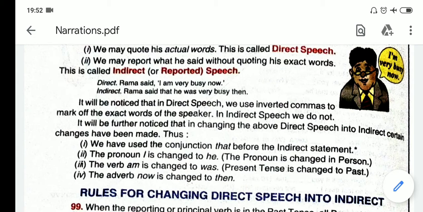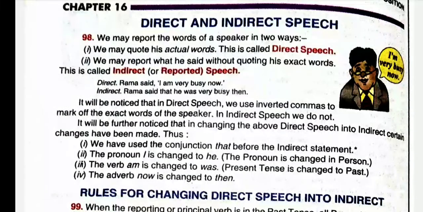The difference is, first of all, a direct speech is one in which we quote the same words of the speaker, and an indirect speech is one in which we do not quote the same words of the speaker. The direct speech is put in inverted commas, since the exact words of the speaker are quoted or written, and in indirect speech the words of the speaker are not put in quotation marks, because we are not quoting the same words of the speaker. It's very simple.